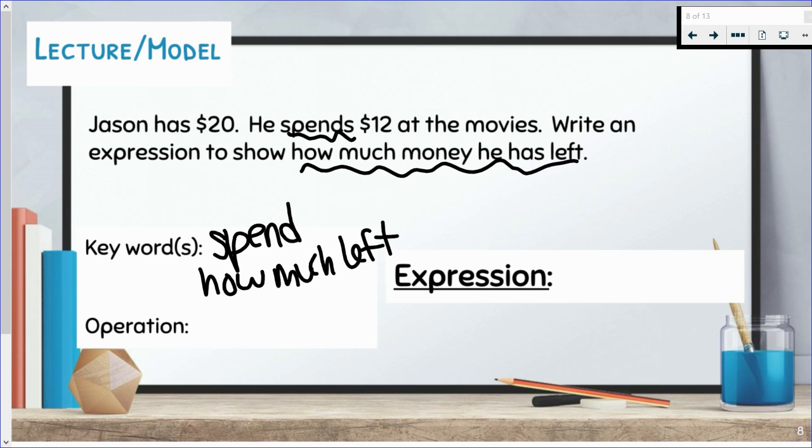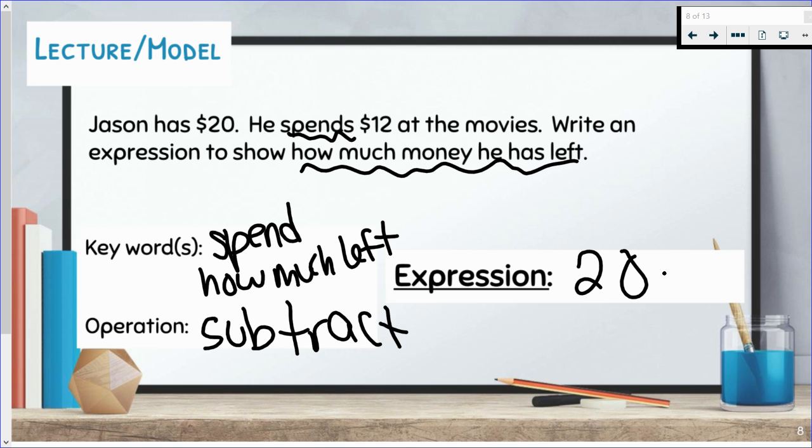And if I am spending money, I'm not adding to the amount of money I have. I'm actually spending money, so I am subtracting the amount of money I have because I'm giving it to somebody else. And those words, how much left or how much more, things like that, are always going to mean subtraction. So our expression here, we started with 20 and we're going to subtract 12. Again, not finding the answer, just how would you get it? All right, let's move on.